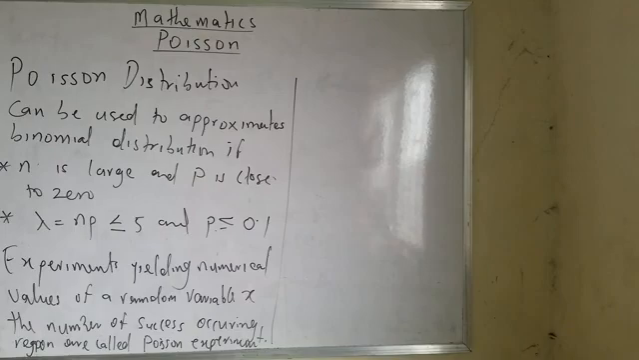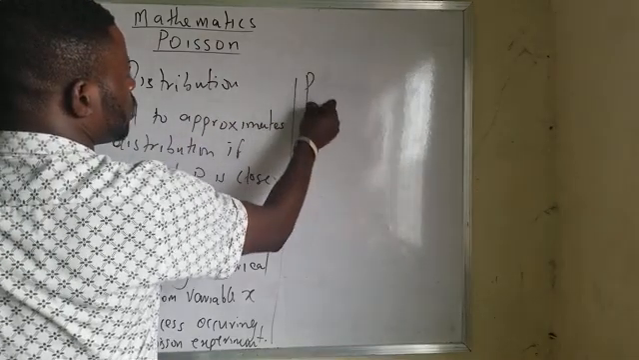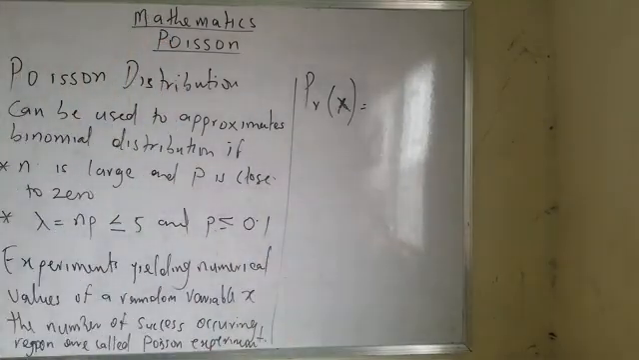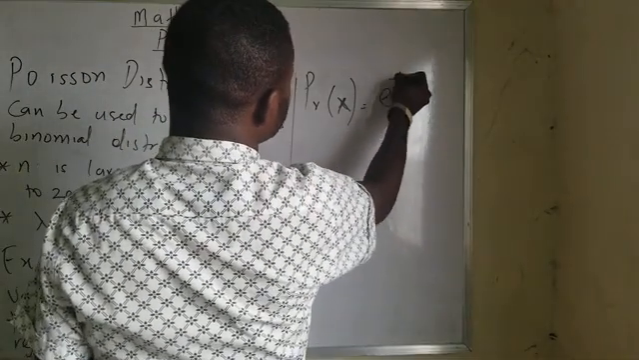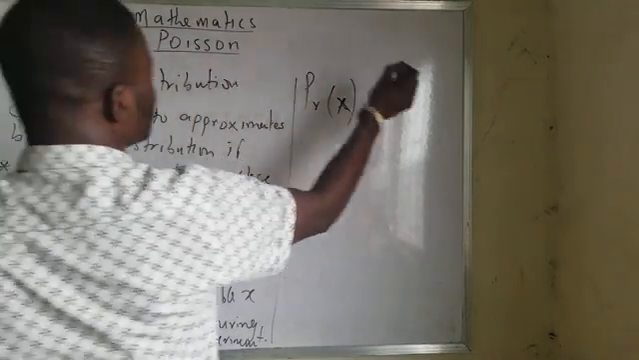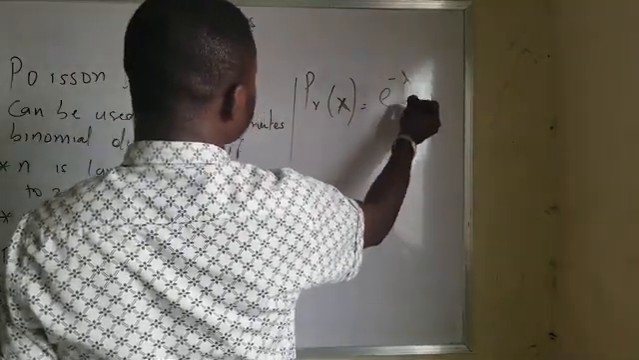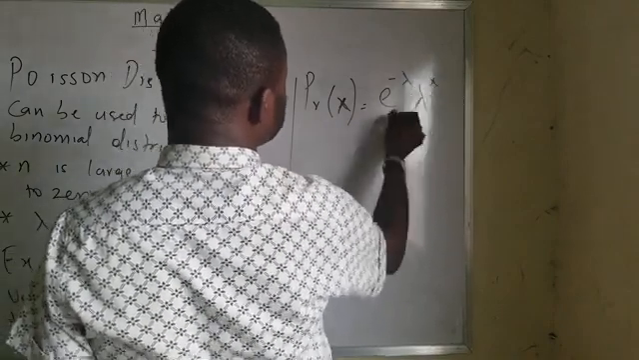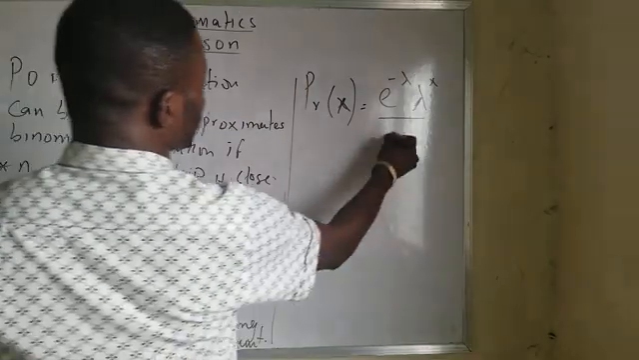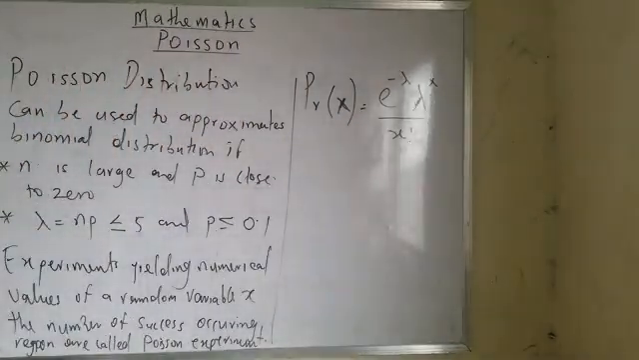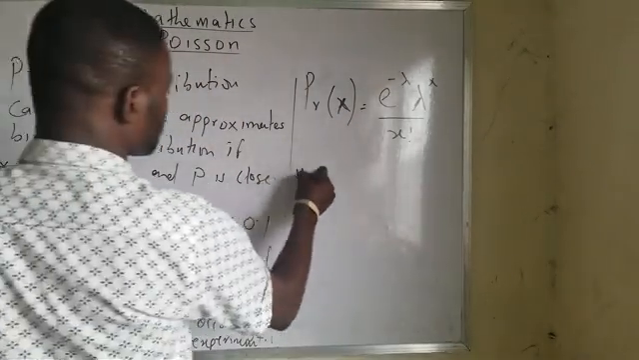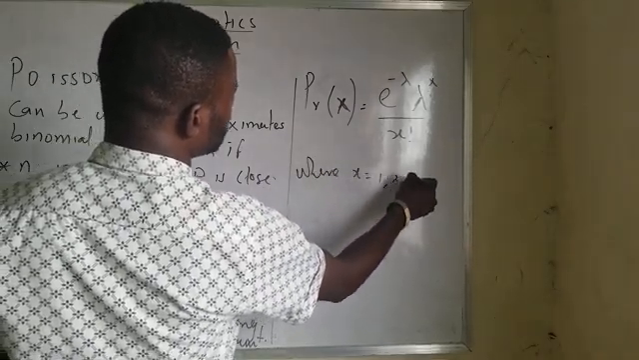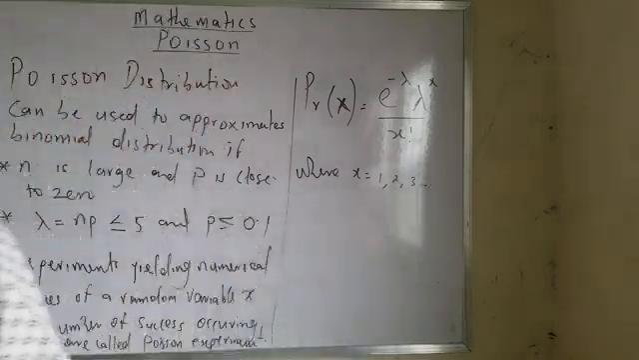Now, let me quickly explain something. We are talking about probability. Don't forget that P of X is equal to e raised to the power minus lambda, times lambda raised to the power x, divided by x factorial. That is what you need to know, where x is 0, 1, 2, 3, and so on up to n.